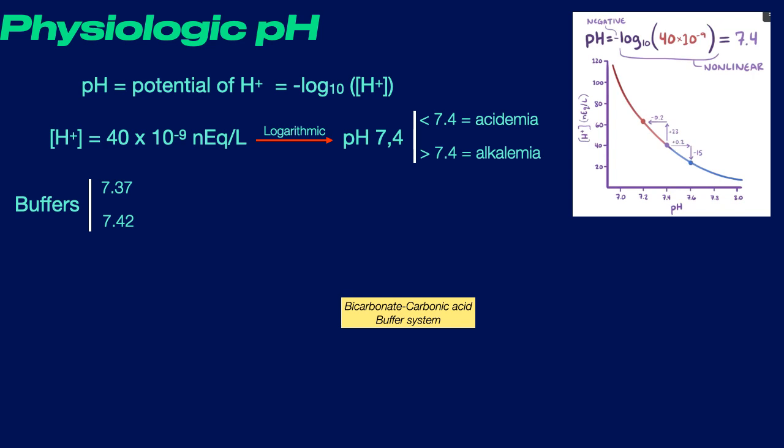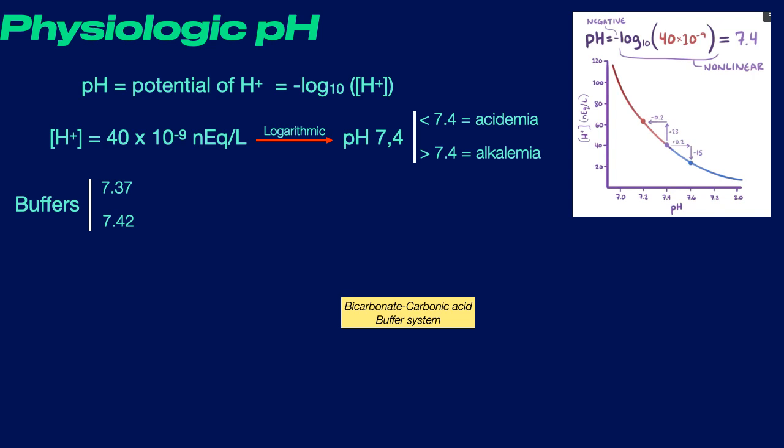Maintaining a pH between 7.37 and 7.42 is essential for the human body. This is accomplished by buffers. The most important buffer system in the body is carbonic acid and its conjugate base, the bicarbonate ion.